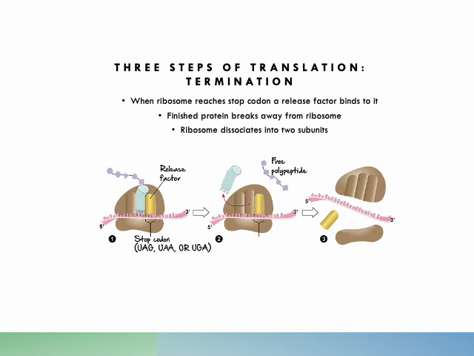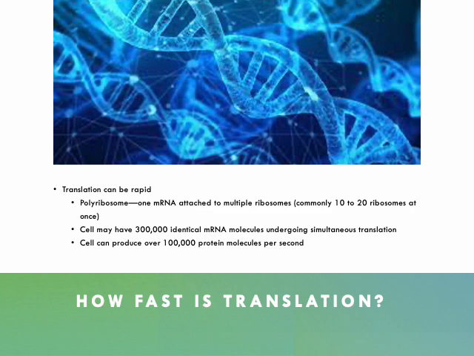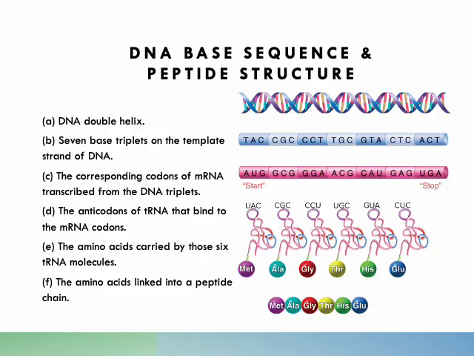And to just get an idea of how fast this happens, translation is really, really fast. We have 300,000 RNA molecules undergoing translation at the same time in our body inside one cell. So a cell can produce 100,000 protein molecules every second. So this is not a slow process. It can happen really fast, and there's millions and millions of things going on at one time. Okay, so translation's super quick, happens all the time. We're always making new protein.